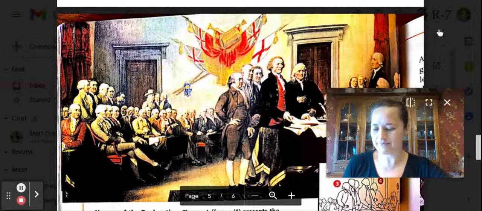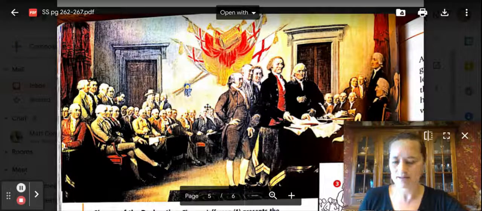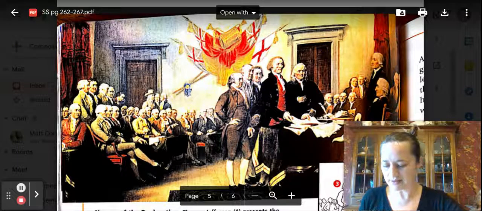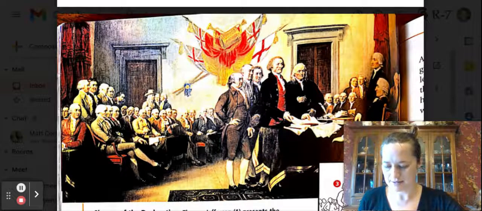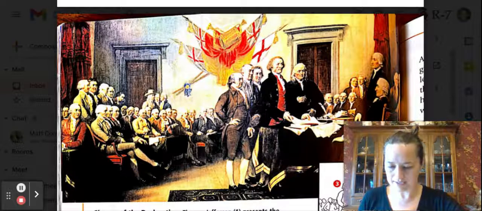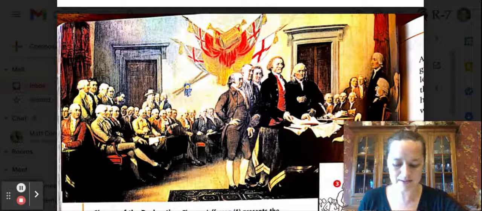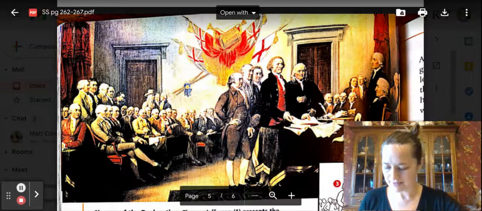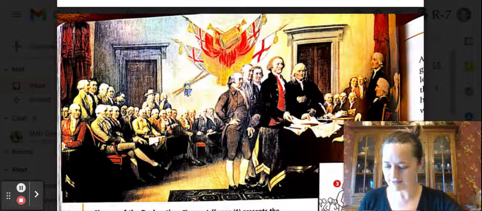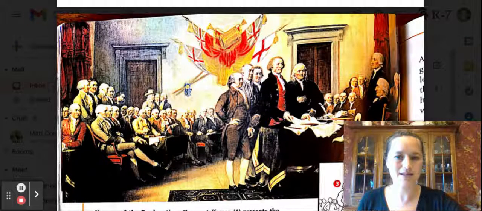Here's a picture of signers of the Declaration of Independence. So Thomas Jefferson presents the document to John Hancock and the Continental Congress. This is Thomas Jefferson right here, and John Hancock. He is the man sitting down right here. That's John Hancock. He signed his big signature at the bottom of the Declaration. Right here is John Adams. And you can see Benjamin Franklin is right there. These were all choices for your famous early Americans, too.